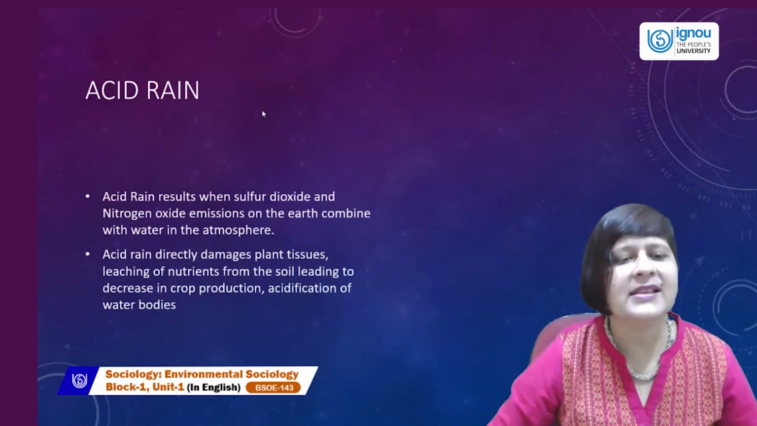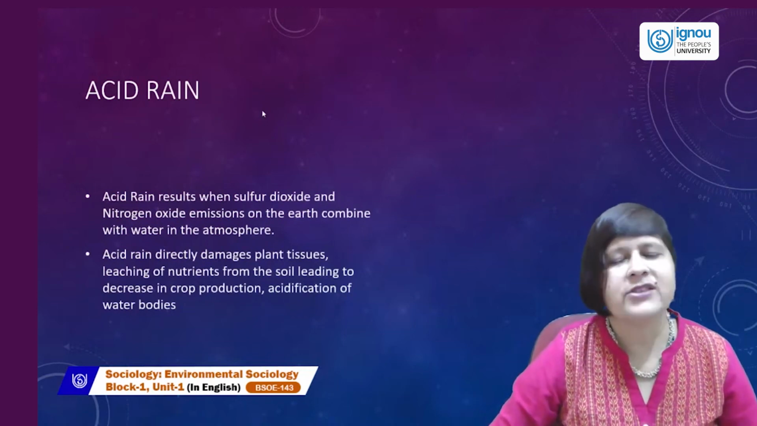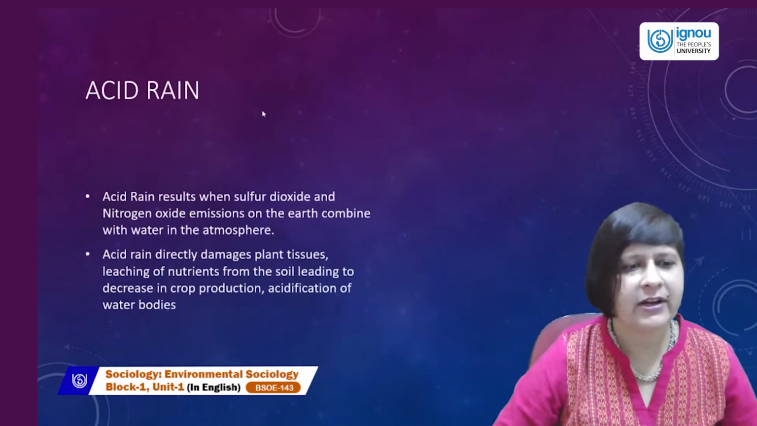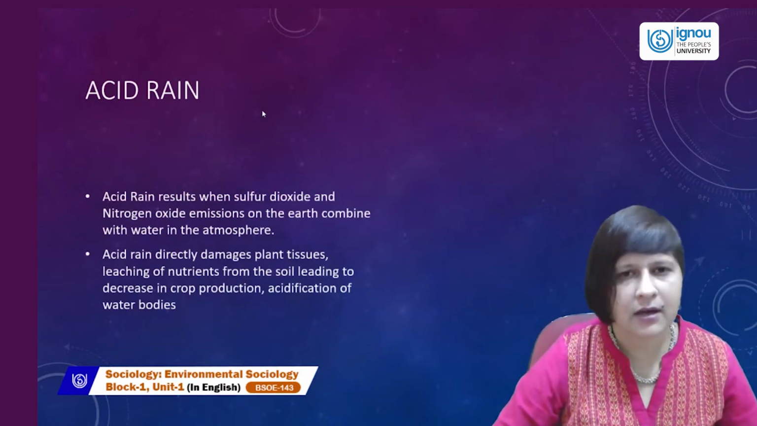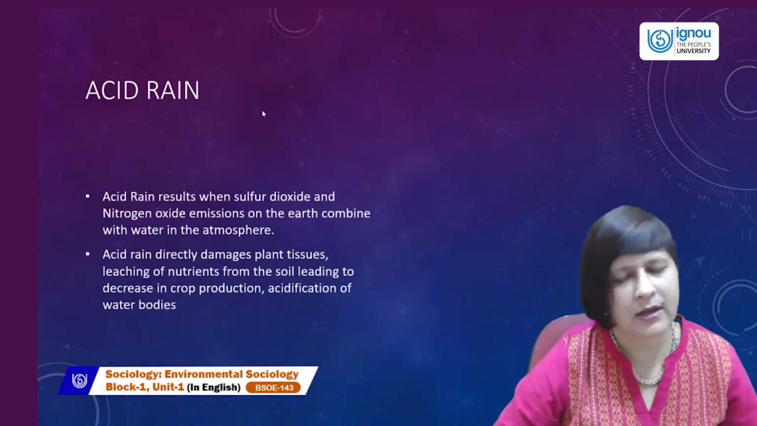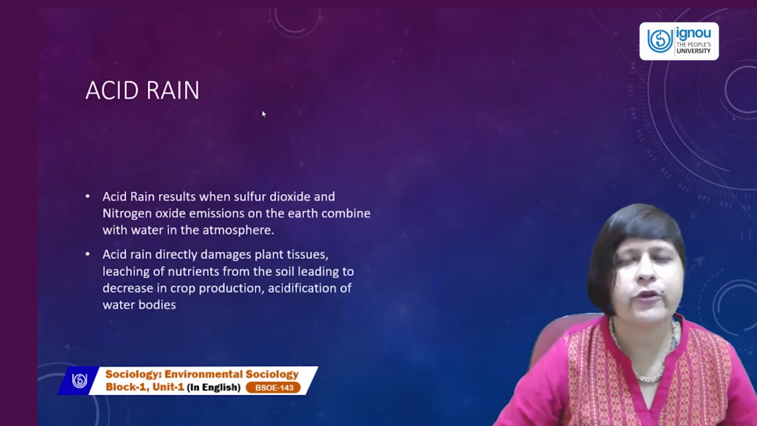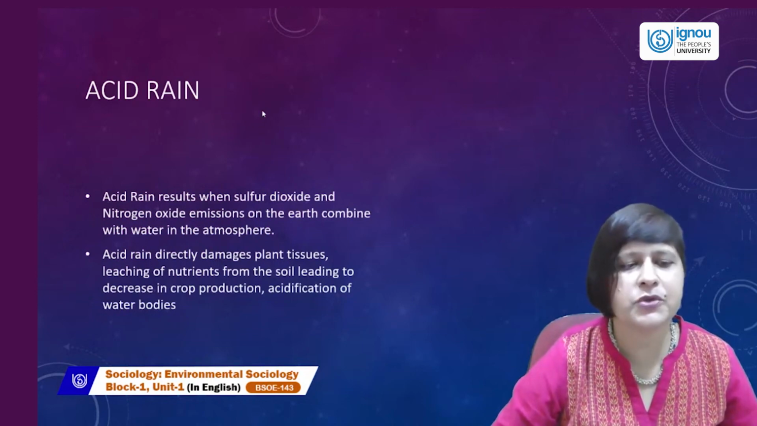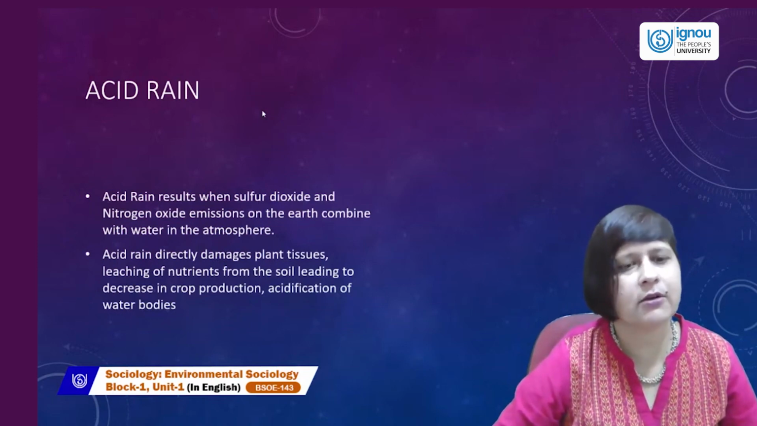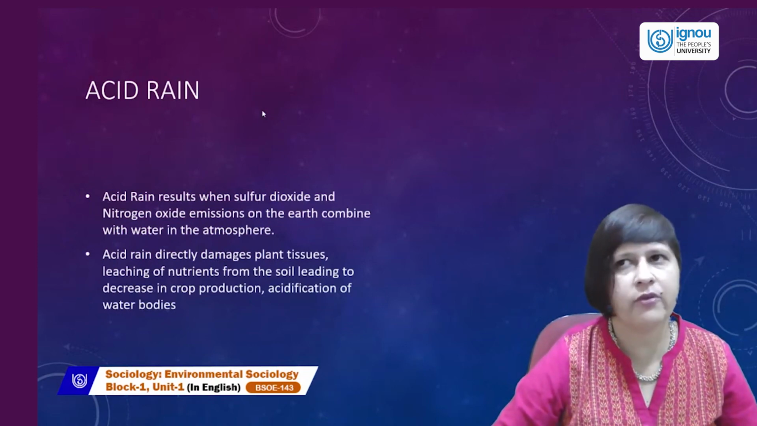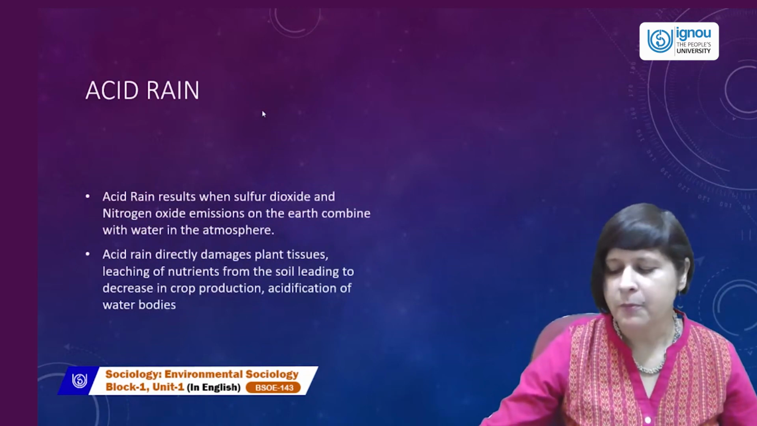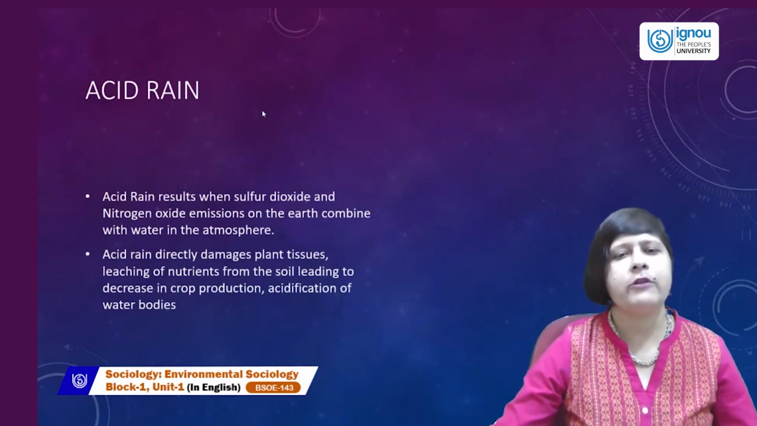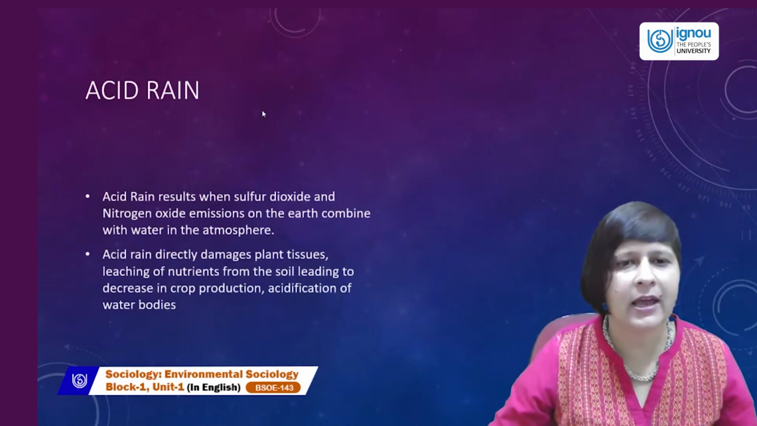Another problem is acid rain. Acid rain results when sulfur dioxide and nitrogen oxide emissions on the Earth combine with water in the atmosphere. Acid rain directly damages plant tissues, leaches nutrients from the soil, leading to a decrease in crop production, and causes acidification of water bodies. These are a few of the problems associated with the environment because of the extra human activities.